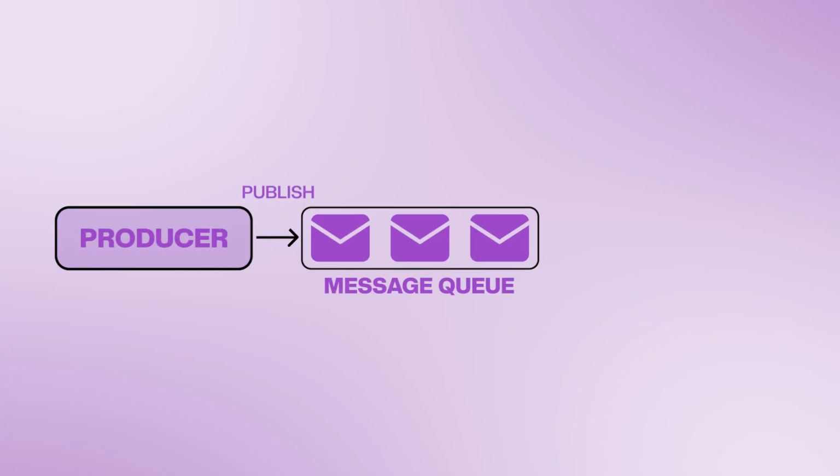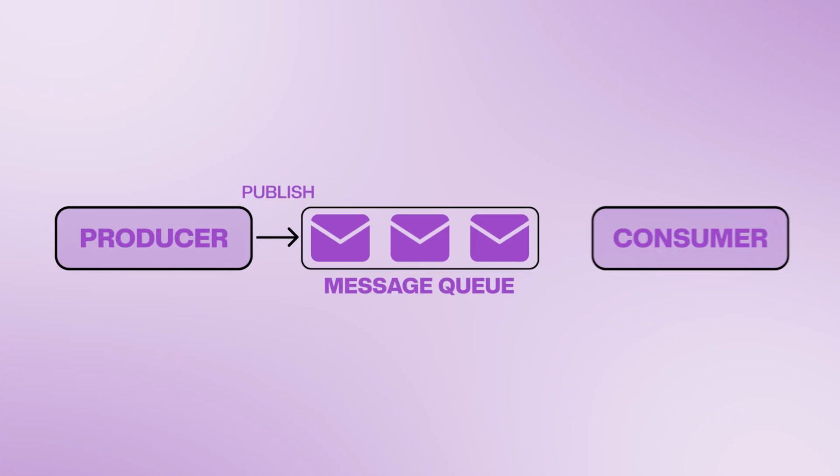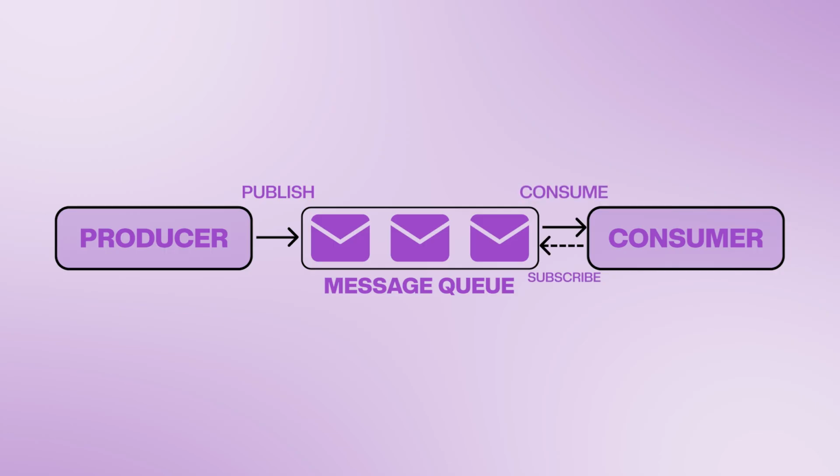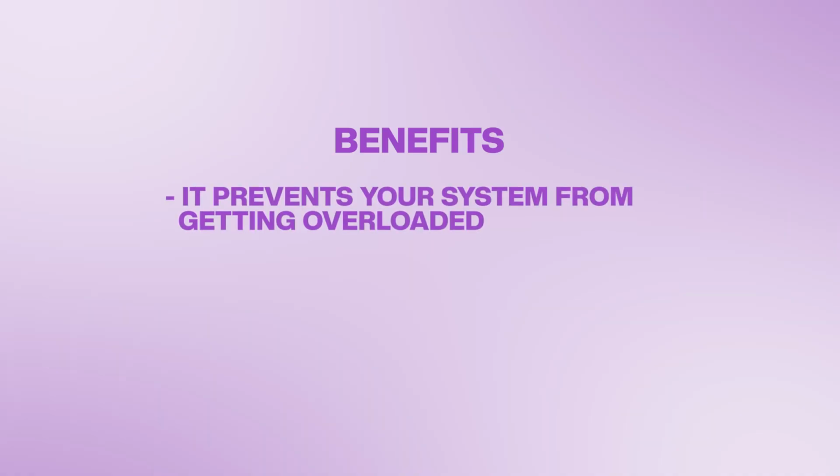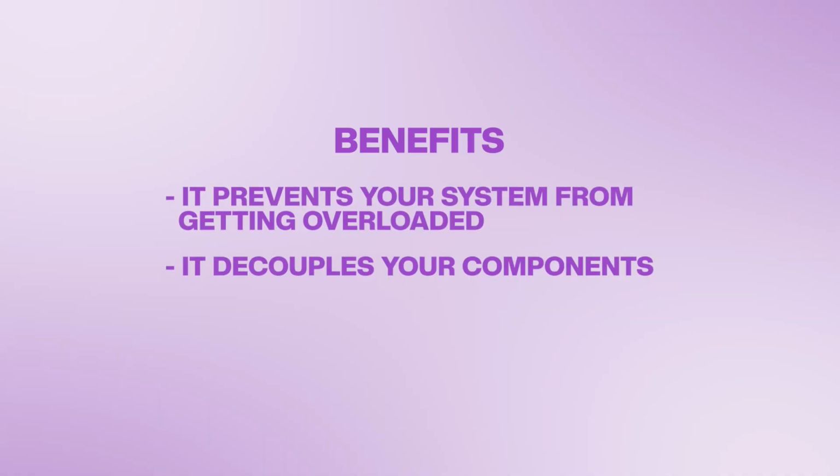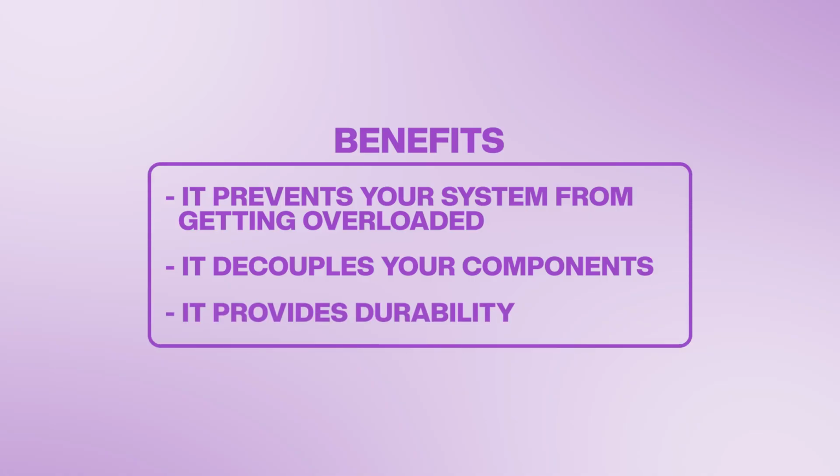Message queues are super useful for decoupling different parts of your application and handling asynchronous operations. A message queue acts like a buffer. When your system generates data, it publishes it to the message queue. Other parts of your app, known as consumers, can then pick up those messages from the queue and process them at their own pace. This has a couple of huge benefits. It prevents your system from getting overloaded, it decouples your components, meaning that changes in one part don't necessarily break another, and it provides durability because messages are persisted in the queue until they're processed.